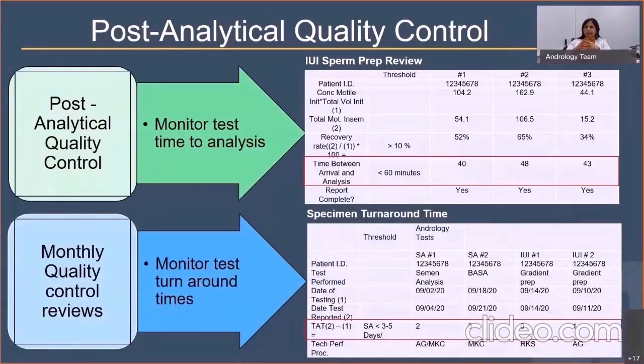More indicators for post-analytical quality control, monitoring test time to analysis, monitoring the test turnaround times. So on the right, there is a table at the top showing gradient sperm prep review, and the time interval is looked at. It has to be less than 60 minutes, and all of the samples met this criteria. Or monitoring the test turnaround times, which is the threshold is in the lower box. You can appreciate less than 3 to 5 days, and all of the samples met this indicator.